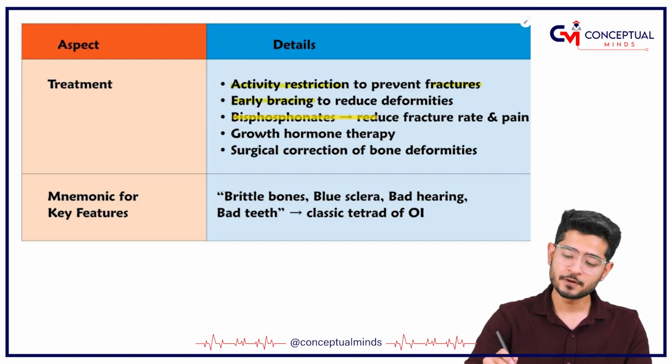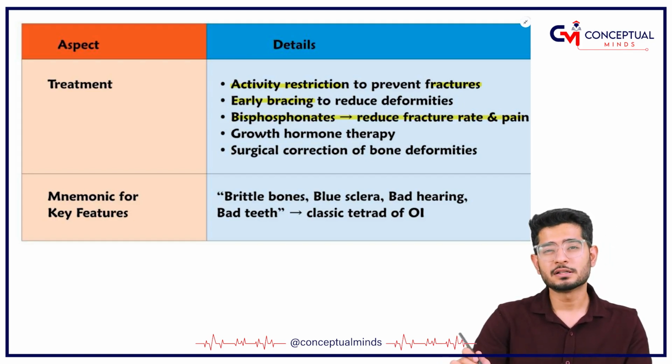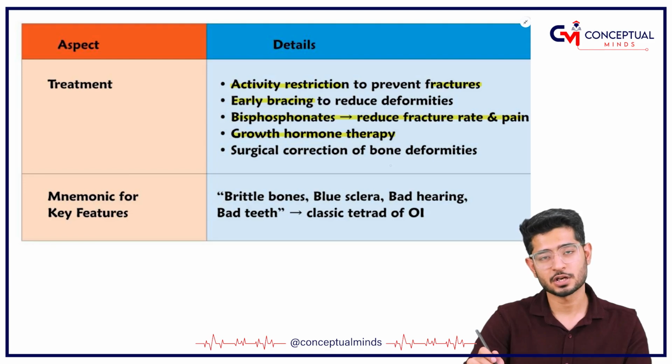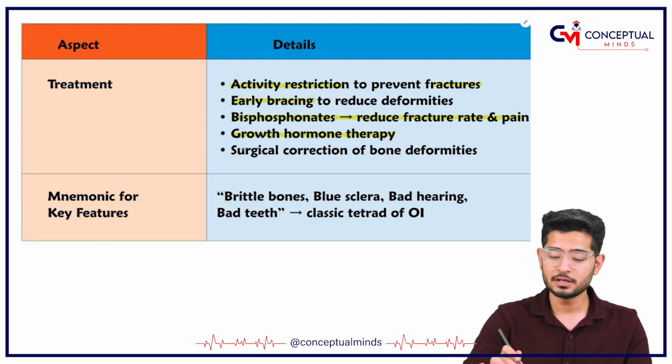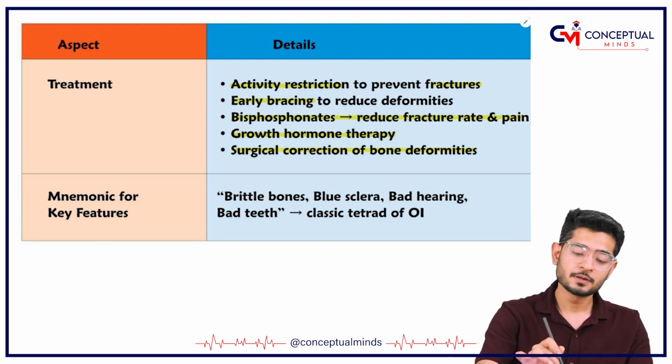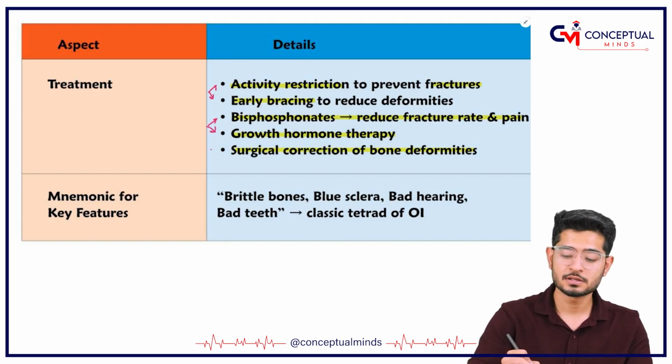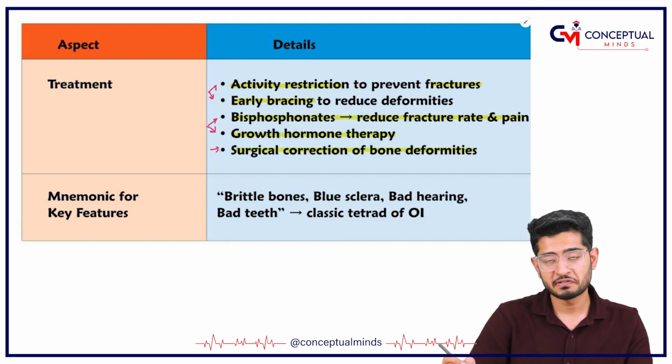We give bisphosphonates, which strengthen the bone. Bisphosphonates increase the strength of the bone, so fractures will be fewer and the pain is also going to be low. We give growth hormone also, because it is associated with an increase in the length of the bones. And of course if there is any deformity, we have to do surgical correction. So what is the conservative management? Bracing and activity restriction. What is the medical management? Bisphosphonates and growth hormone. And the end step: if deformity has happened, you have to correct it surgically.